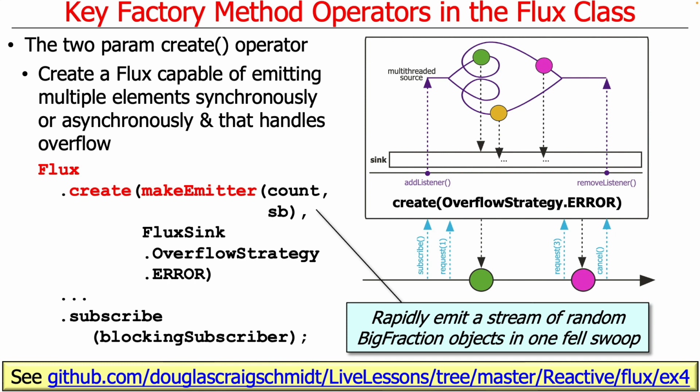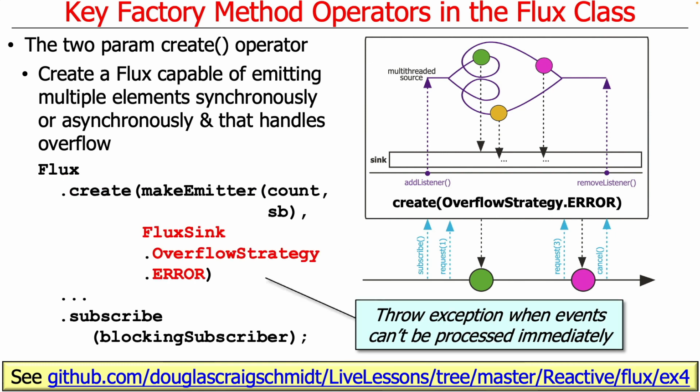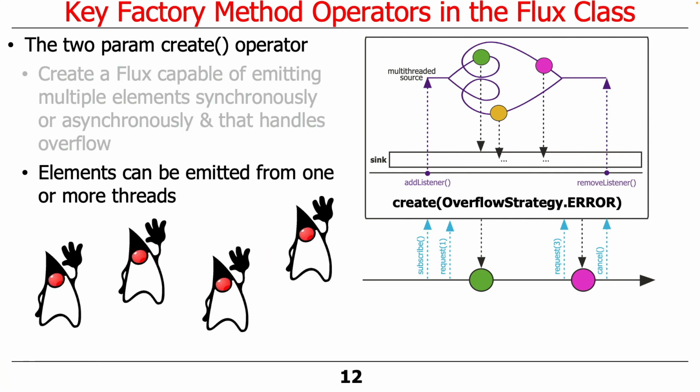So we've used create. We're going to make ourselves an emitter that generates a bunch of big fraction objects in one fell swoop. And then we turn on the error strategy. And you'll see when we run the example, it blows up really fast, which is what we'd expect, because it's overflowing very quickly. Now, again, we could put other strategies in here. We could put in drop or buffer or latest or whatnot. Kind of just a little bit more comprehensive coverage of this.